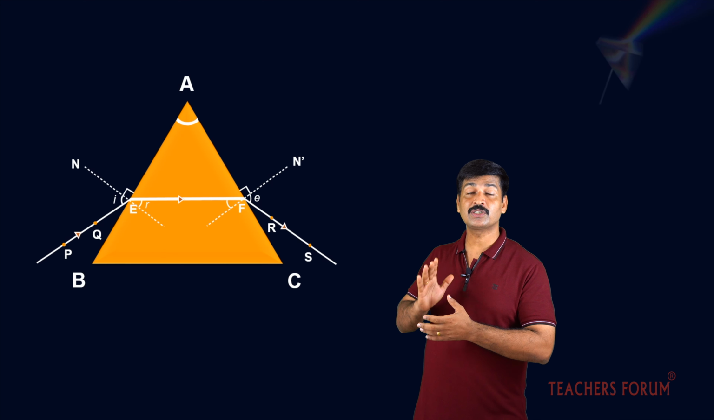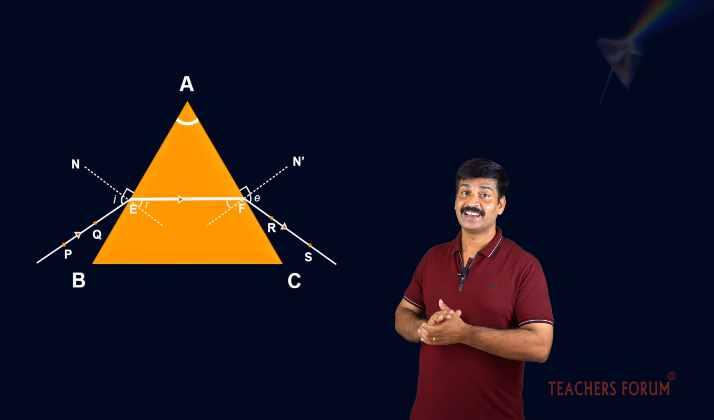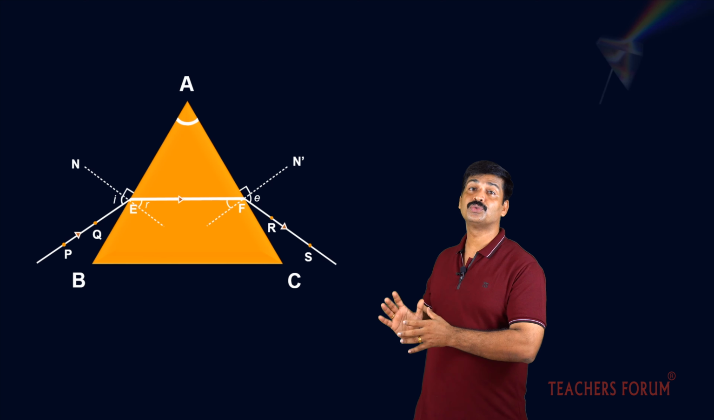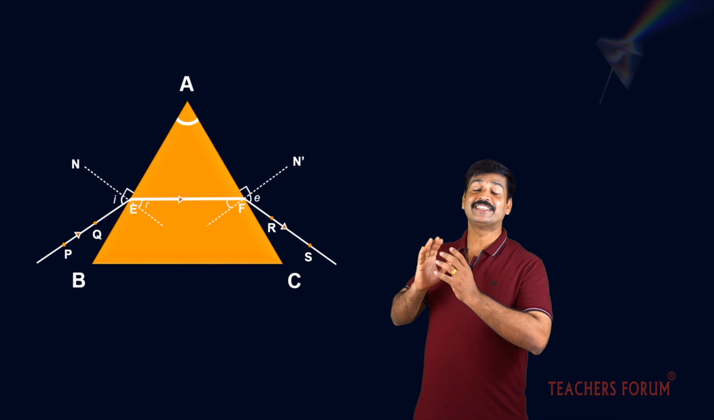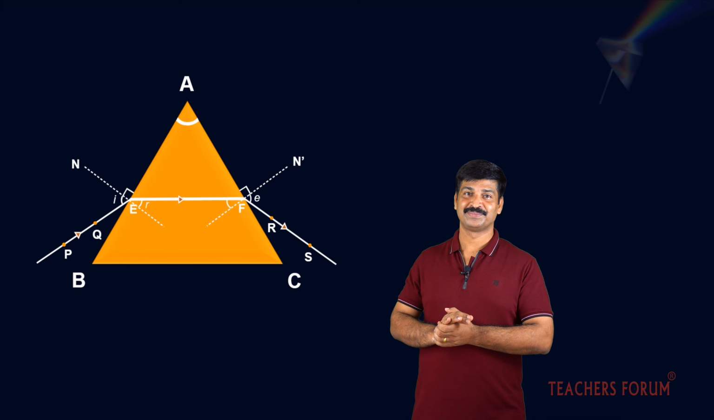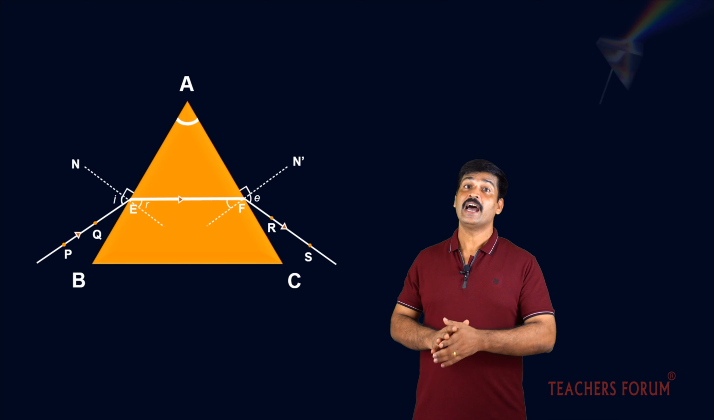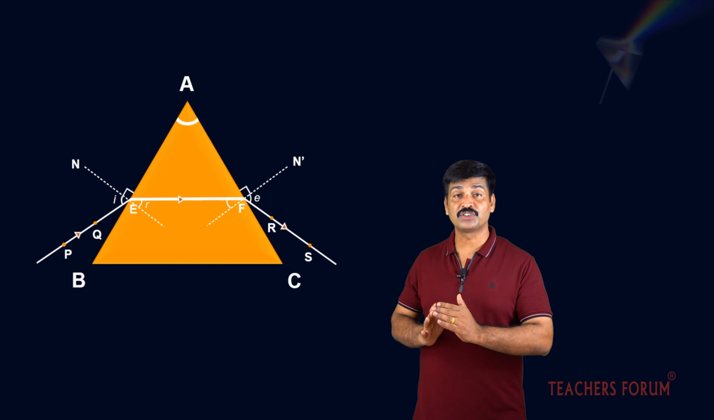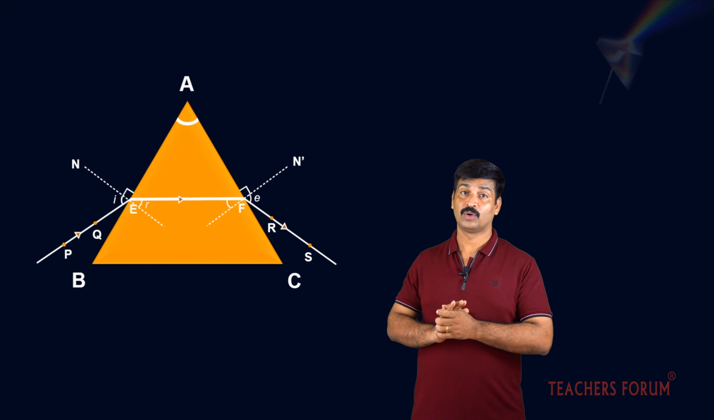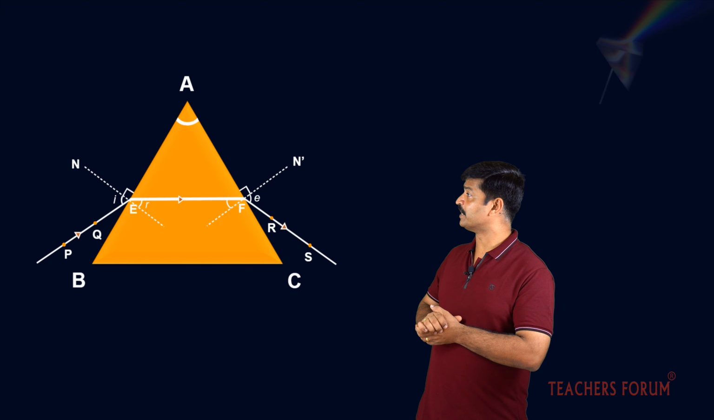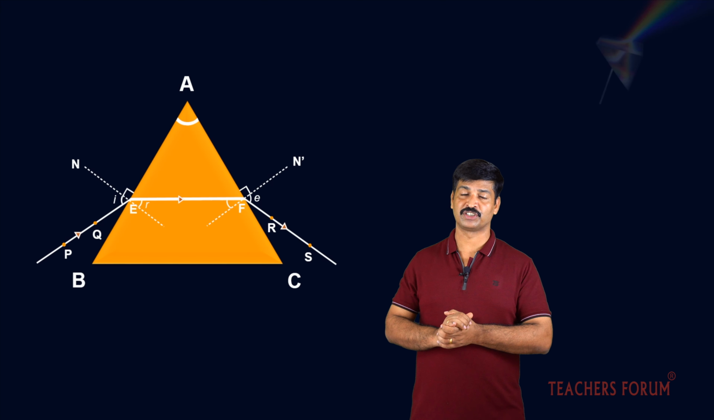Now what happens to this light ray at F? At F, the light ray is traveling from glass to air, that is from denser medium to rarer medium. Then what will happen to the speed of light? Speed of light increases and the emergent ray moves away from the normal. Why? Because the speed has increased. Now FS is the emergent ray.